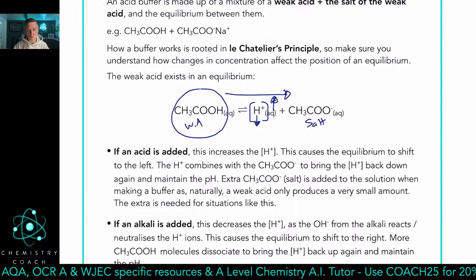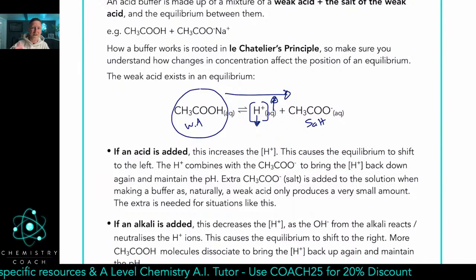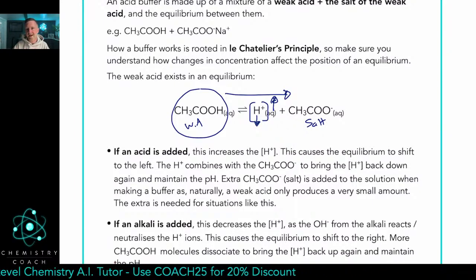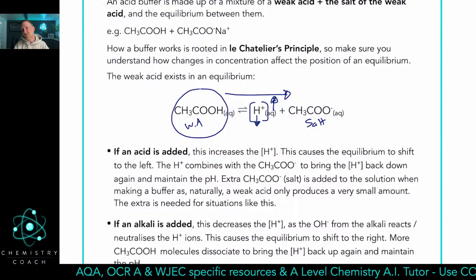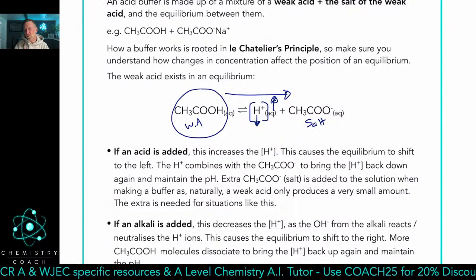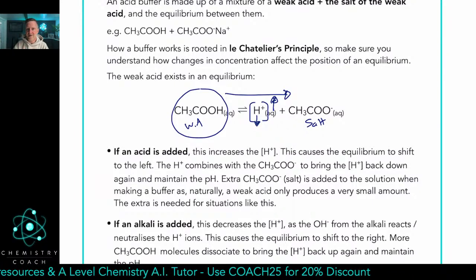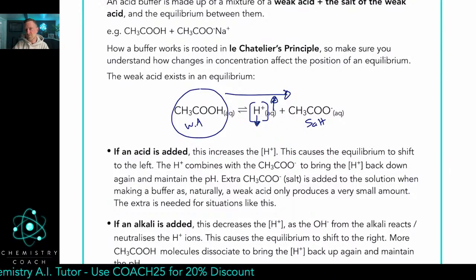So always, always, always think in terms of hydrogen ions. Acids donate hydrogen ions, so that's going to shift the equilibrium to the left to bring that hydrogen ion concentration back down. Alkalis reduce the hydrogen ion concentration by neutralization, so as we've just shown here, that's going to shift the equilibrium to the right. So everything in buffers is related back to Le Chatelier's principle. Make sure you're up on that.